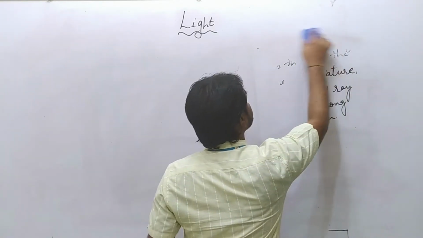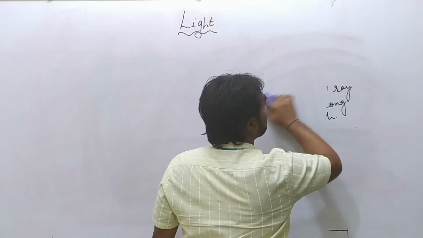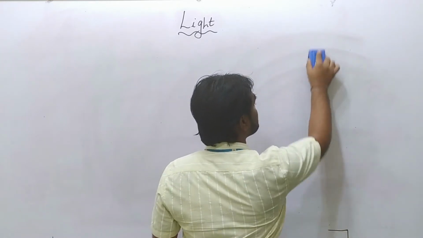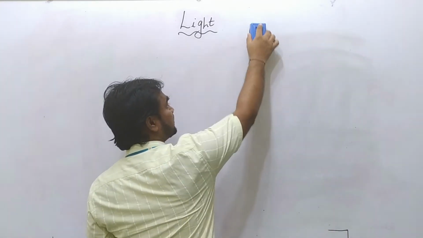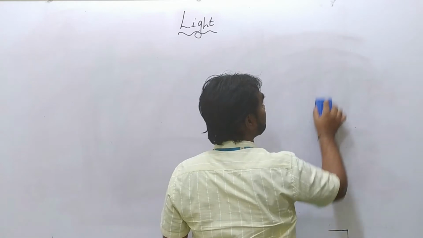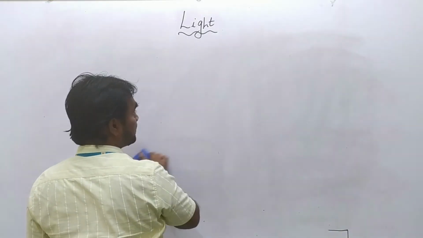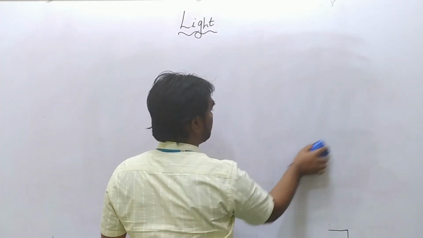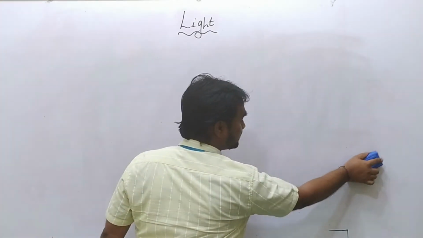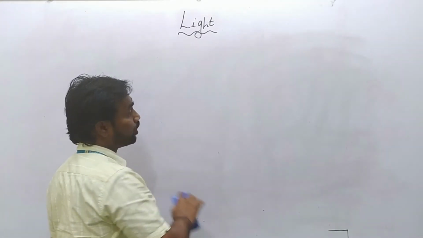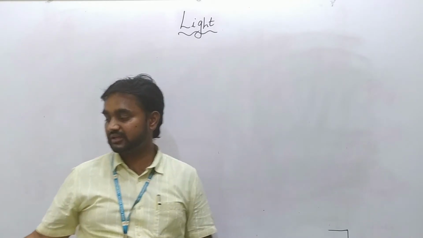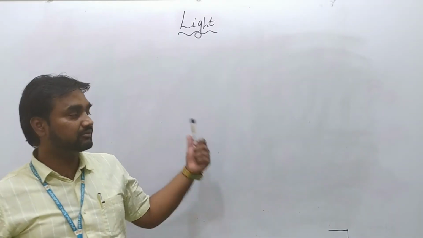Is that clear? Now, how is it possible that it gives a real image at one time and a virtual image at another? At what position of the object will it give the real image, and at what position will we get the virtual image? That we will be seeing here.